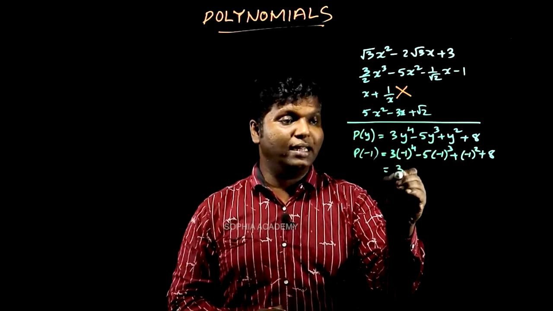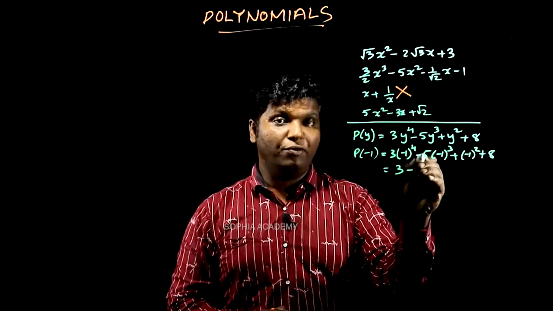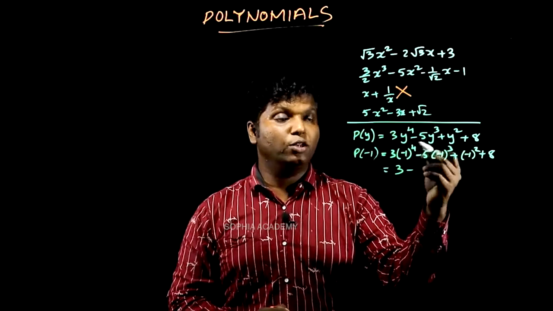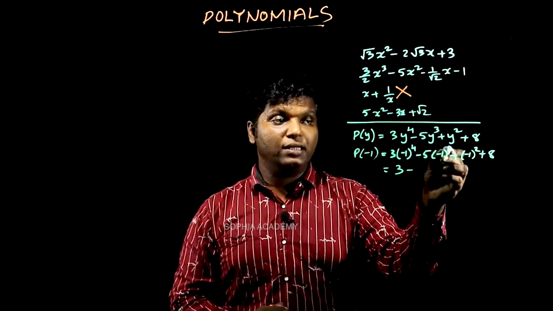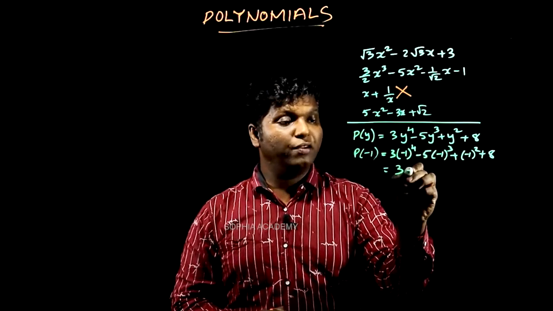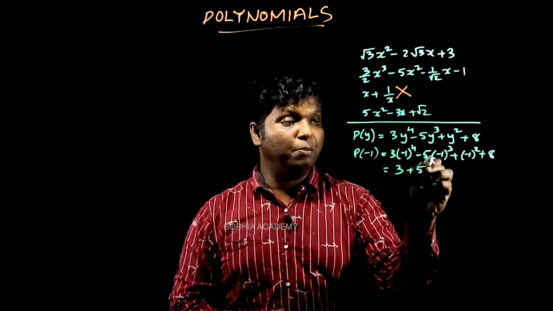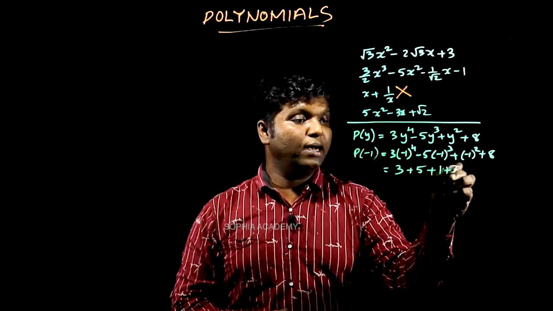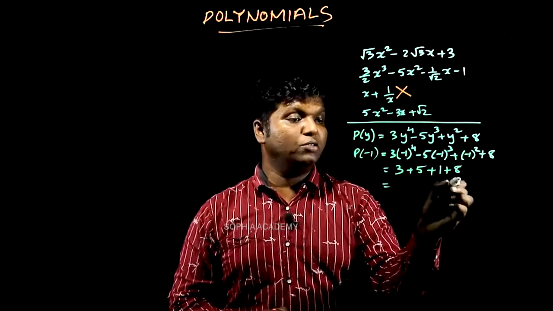1 into 3, you will get 3 itself. Now minus, here already 5 is there. Then here minus 1 raised to 3. Minus 1 into minus 1 into minus 1. As here you can see it is an odd number, so again it will become minus 1 itself. Minus 1 into minus 5, it is plus 5. Minus and minus will become plus. Then here minus 1 square is plus 1. Then finally plus 8.